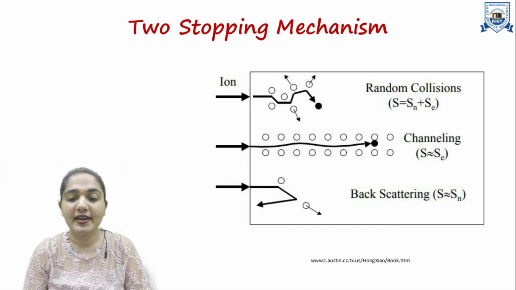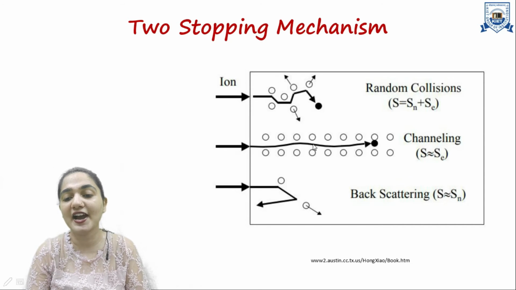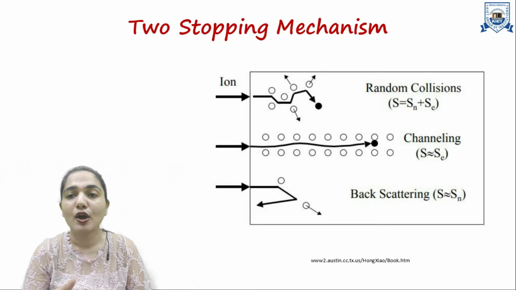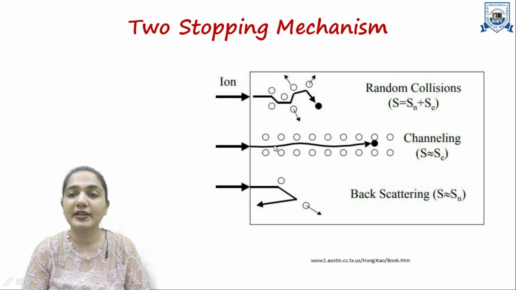Then we can have a particular process in which we cannot have any kind of collision. You can ask me what happens when we don't encounter any nucleus or any electron to collide with. In that case, this process is called channeling, and in most cases, what can happen?